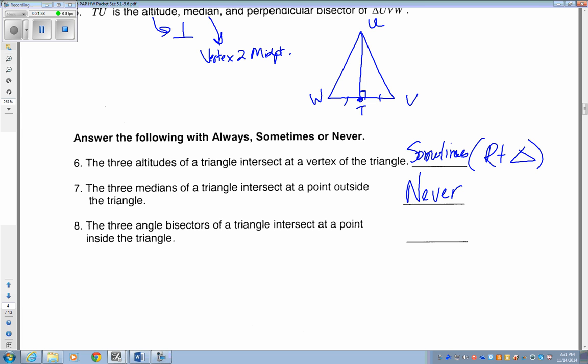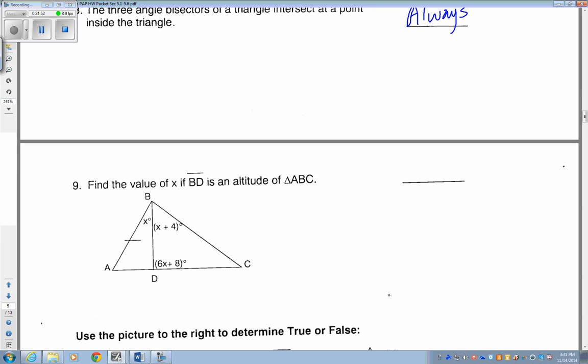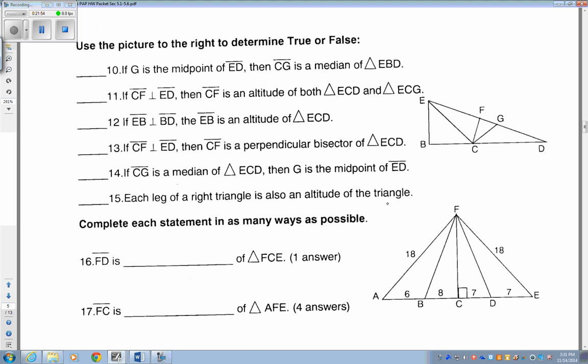Okay. Last one. 3 angle bisectors of a triangle intersect at a point inside the triangle. Yep, that one is always. What point of concurrency is dealing with the angle bisector? The incenter. Good job. All right. Next page. Do I want to do this page? What do I want to talk about?